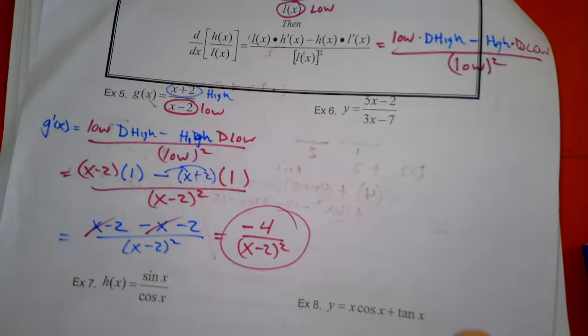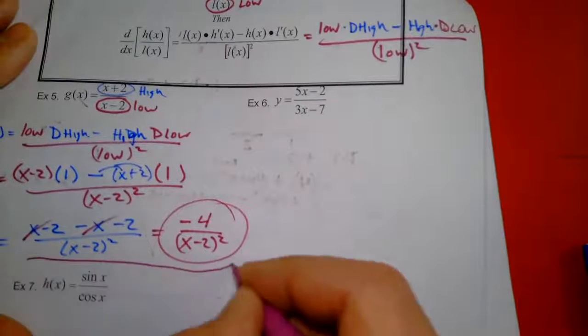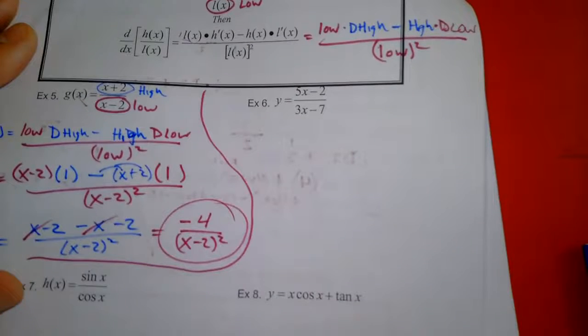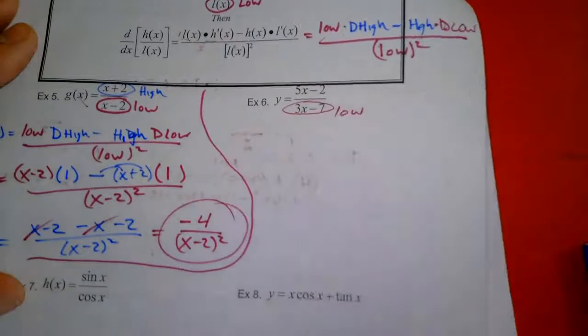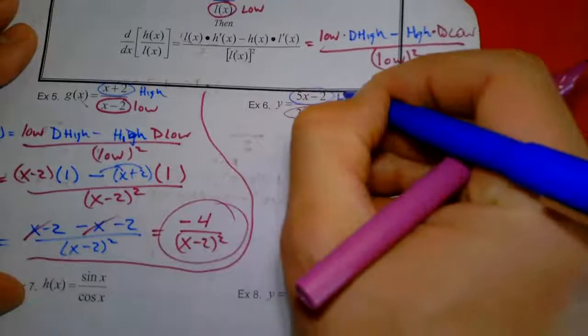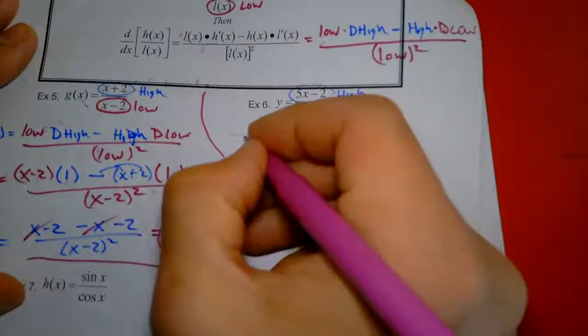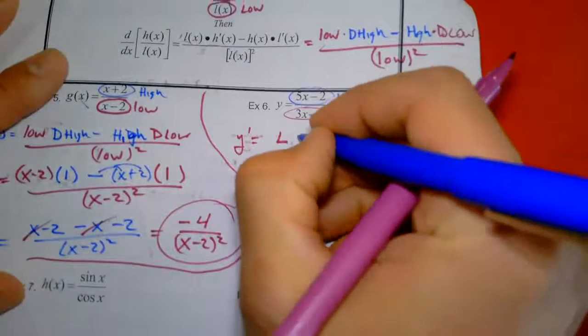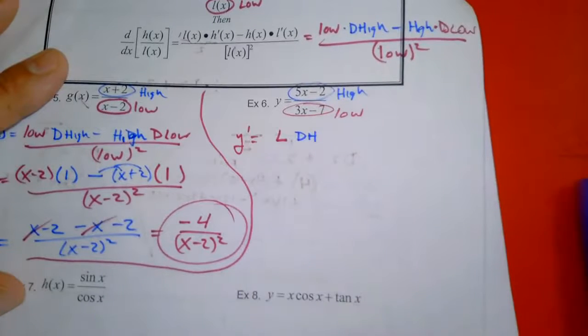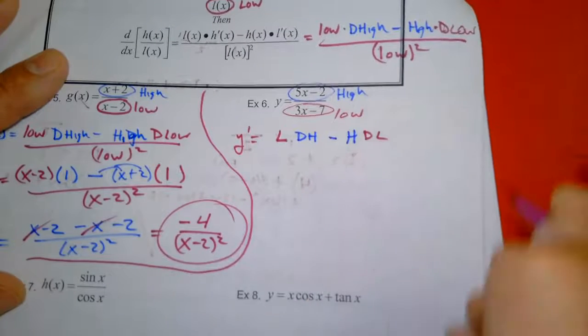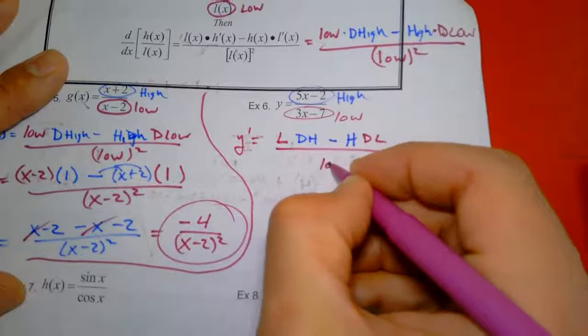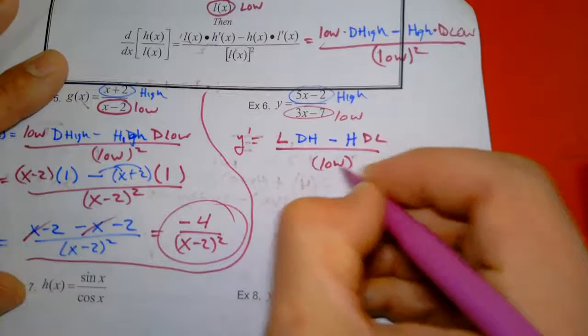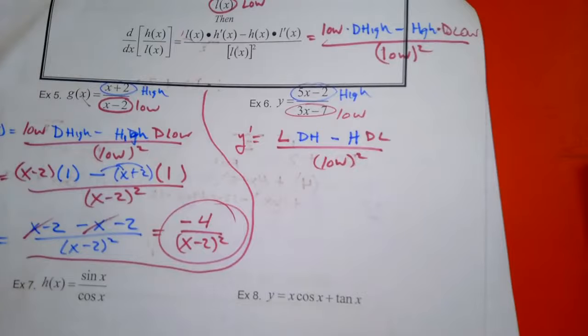So let's try it again. It's always nice to see this thing at least 3 times. So I got my low one, and I got the high one. Okay, so what I usually do, if I want y prime, I'll usually do low as an L, and then d high, dh, minus the high one, I just do h, and then d low, just for short. And then low squared, or L squared on the bottom. Low d high minus high d low, for short. So I take the low one.